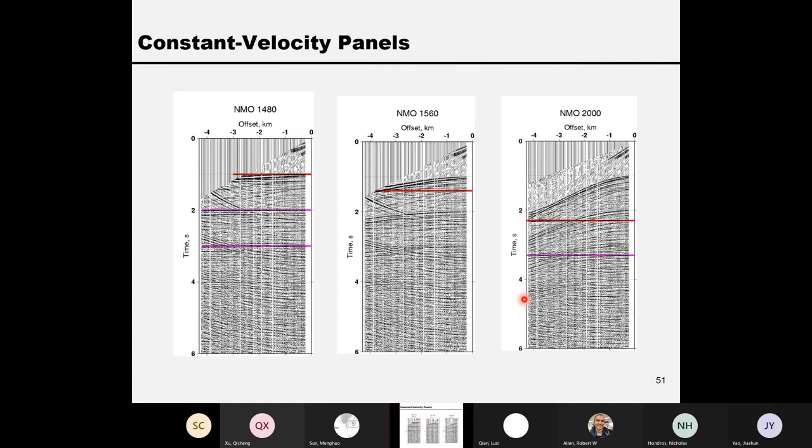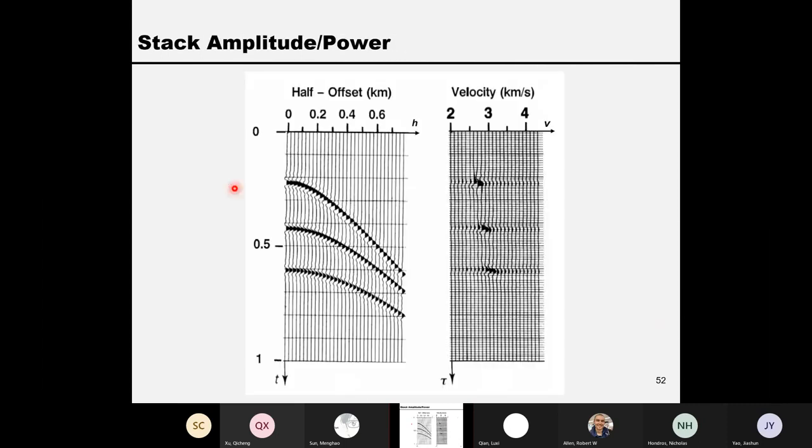That's the phenomenon. For constant velocity panels, you have many different panels, and you find the corresponding reflections, so you know the velocity for each reflection. Another tool is called stacking power, stack power or stack amplitude. Power and amplitude, what's the relationship between these two? Basically, amplitude squared is power.